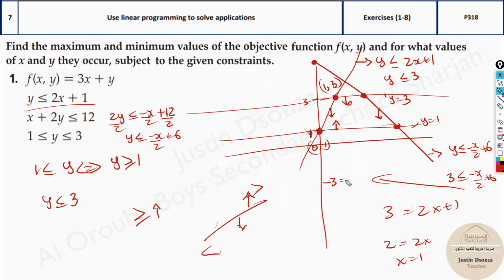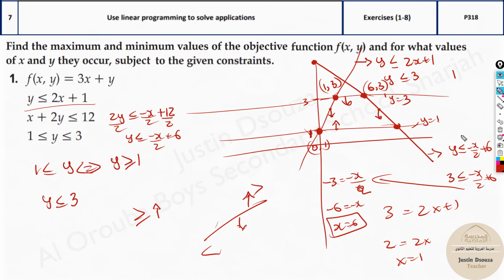It's minus 3 equals negative 6 x by 2. Take it to the other side. It will be minus 6 is equal to minus x. Both minus changes. It will be x is equal to 6. So this point is 6, 3, x-axis at 6. What about this point?